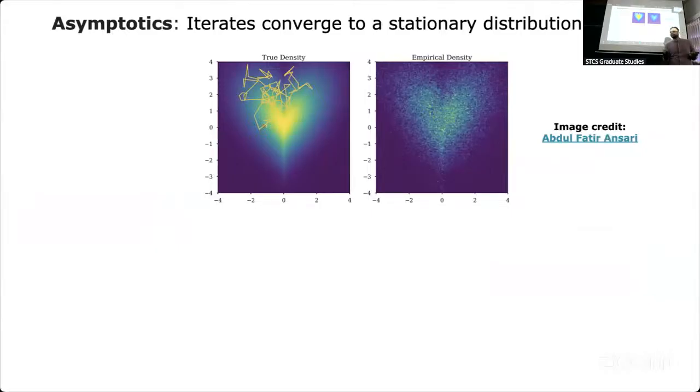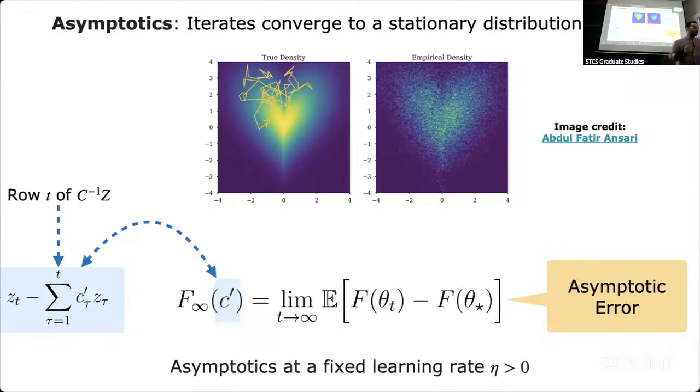The first simplification is asymptotics. We look at what happens in the limit of time tending to infinity. So we are looking at the expected suboptimality if we run this algorithm forever, and we are going to judge our algorithms based on that. We also take a fixed learning rate throughout, and it's going to be a function of the coefficients. So that's the C prime here.